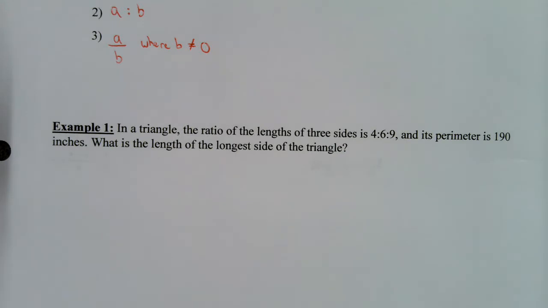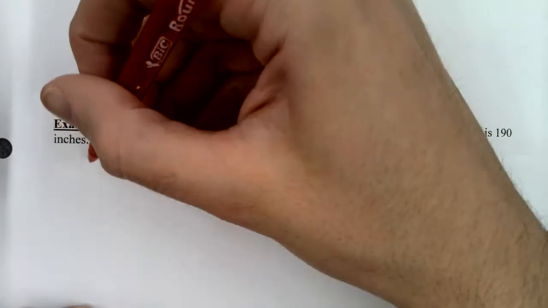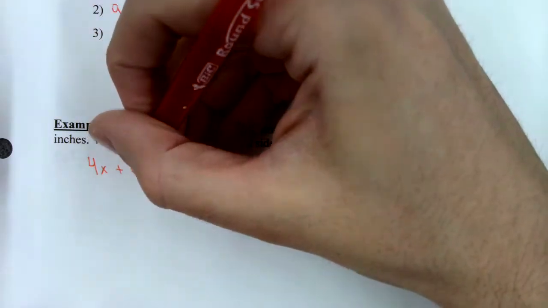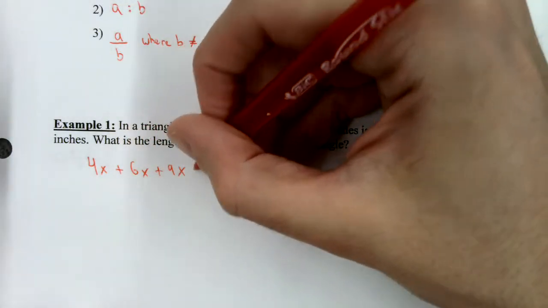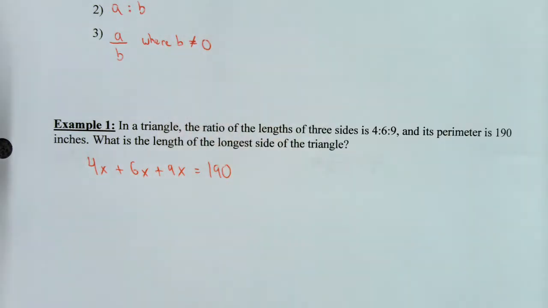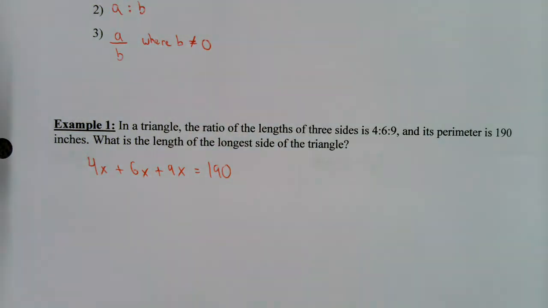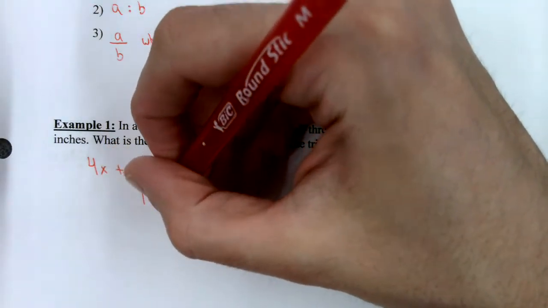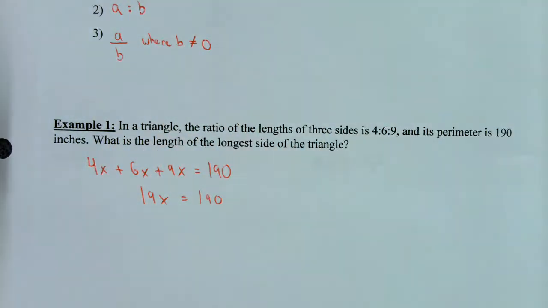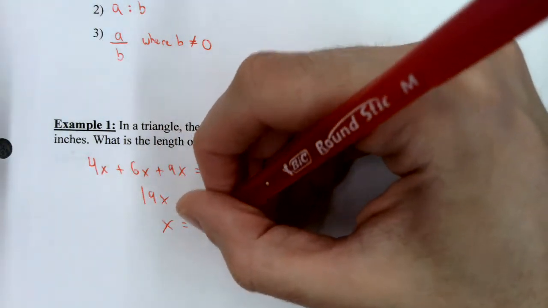So I'm going to start by doing this. I'm going to say the perimeter is when you add up all the sides. So I'm going to say 4x plus 6x plus 9x equals 190. That's the equation that I'm going to use to solve this problem. Okay, and now I'm going to solve it for x. So 4 plus 6 plus 9 is 19x equals 190, which means that x equals 10.